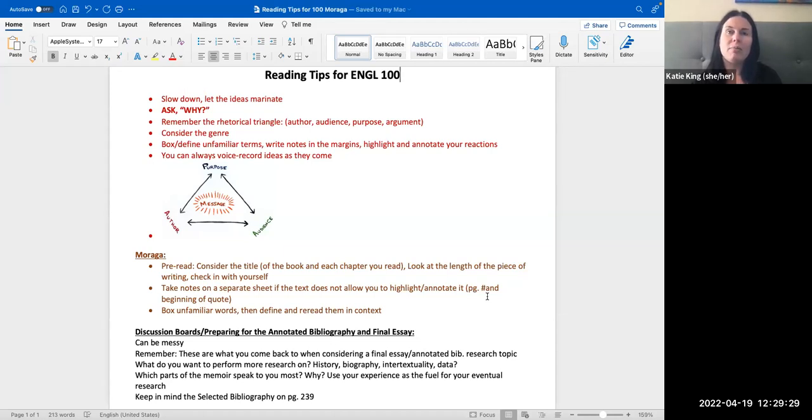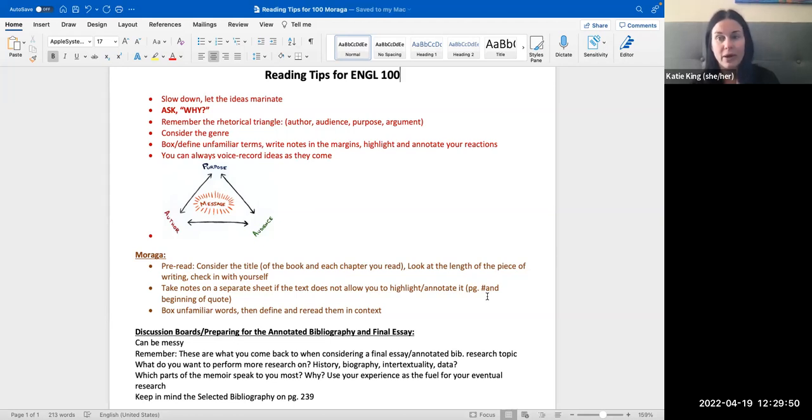Why is Moraga writing this memoir? Why is she talking about her mother in the way that she is? Why is she talking about her father in the way that she is? What is she setting up in terms of discussing this in a historical or generational context, where we're moving through the text chronologically?